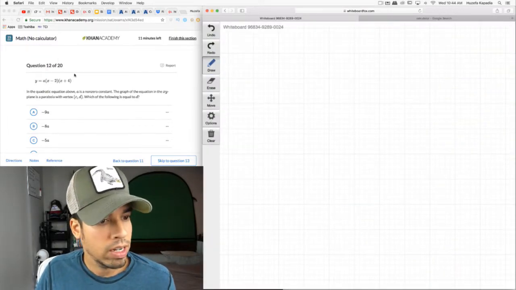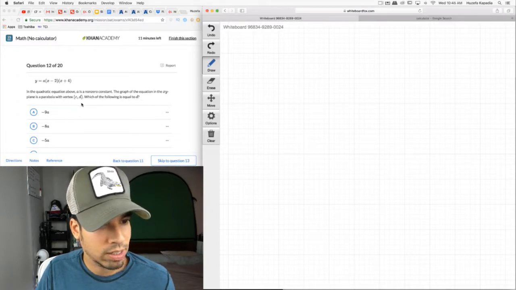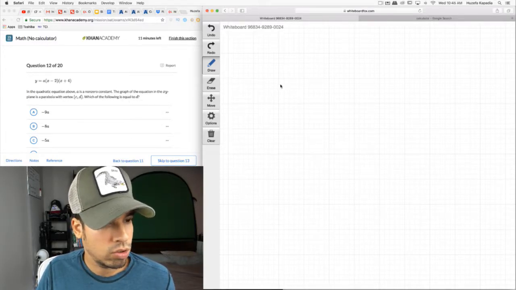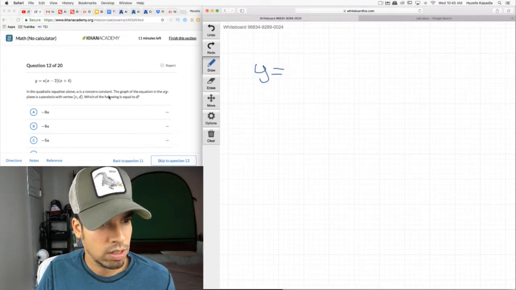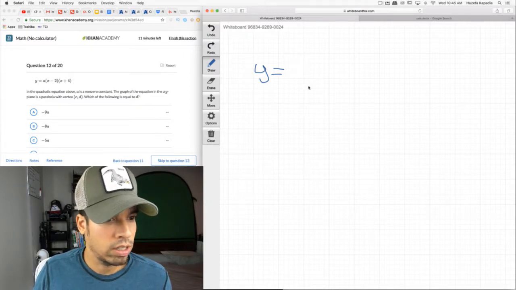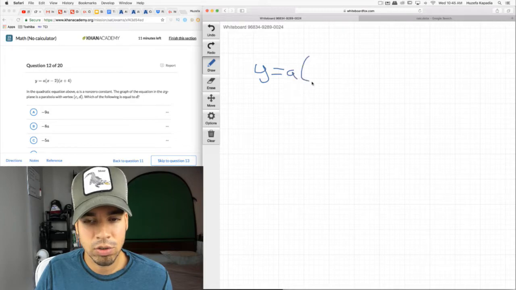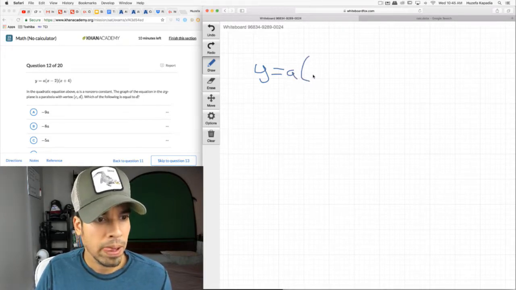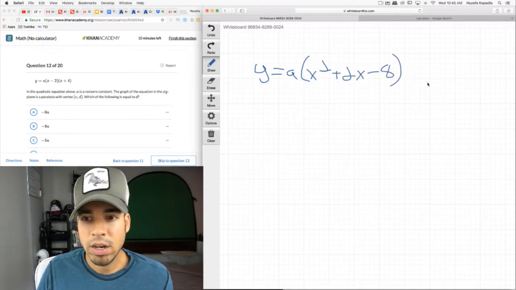Happens sometimes. Okay, next, in the quadratic equation above, A is a non-zero constant. The graph of the equation in the xy plane is a parabola with vertex CD. Which of the following is equal to D? Okay, so here's what I'm gonna do. I'm going to distribute and try to get this into vertex form. So it's x squared plus 4x minus 2x plus 2x. I'm going to have to go a little faster now since I'm running low on time.